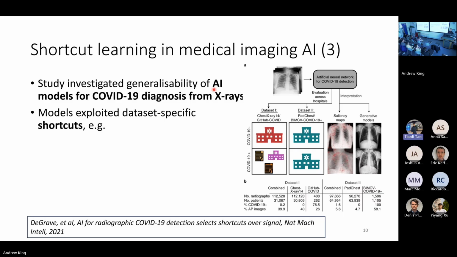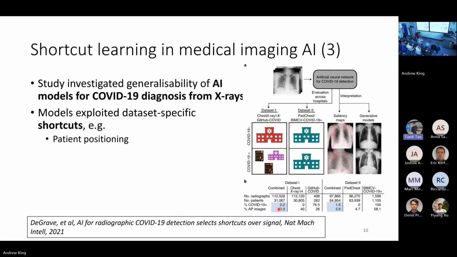And they had 2 data sets. And they basically trained models using each data set individually and then evaluated it cross-domain and looked to see what this model was using to make its decisions and what its performance was. And they found quite a few examples of shortcuts in this case. So one thing was related to patient positioning. If you look at these highlighted bits in the table down here, you can see that one data set had a low percentage of COVID positive cases and the other one had still low, but much higher.